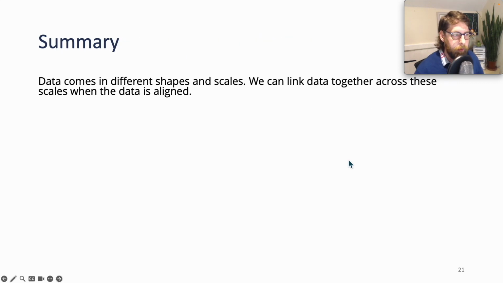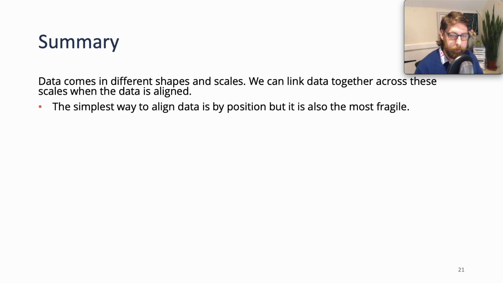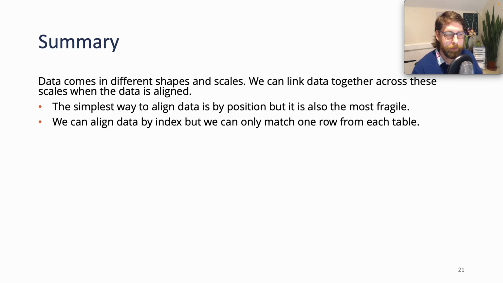So now to summarize, we could think data comes in different shapes and different scales. In the last chapter, we looked at data in hierarchical shapes versus tabular. But not only within tabular do we have data at the same scale. We can have things representing a row for a person and then a row for the country that the person lives in. We can link data across these scales when the data is aligned, and that's where we use keys. The first way, the simplest way we showed, was position, and that was the most fragile.